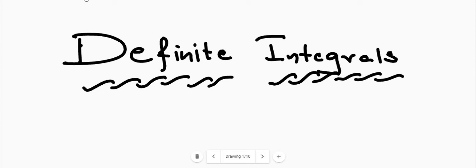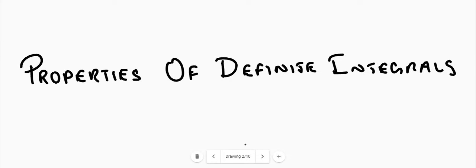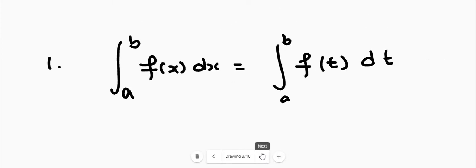Hi students, welcome all. Today we are going to discuss definite integral in the chapter integrals. In this topic we are going to discuss properties of definite integrals. ഇവിടെ 7 properties നമുക്ക് പഠിക്കാനുണ്ട്. അതിൽ first property is integral a to b f of x dx is equal to integral a to b f of t dt.